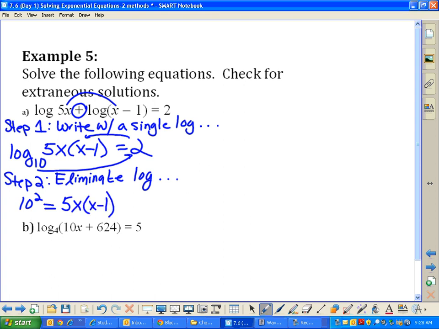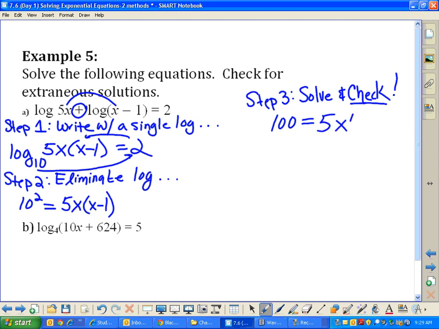The last step in solving a logarithmic equation is to solve and check. You must remember to check for extraneous solutions. Super important. So right now I have 10 squared equals 5x times the quantity of x minus 1. I know that 10 squared is 100, so I'm going to swap that out. And because I see the product of a couple of x's right here, I know that this is going to be a degree 2 or quadratic on the right side.